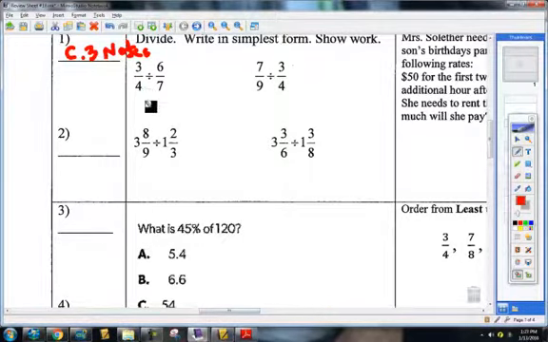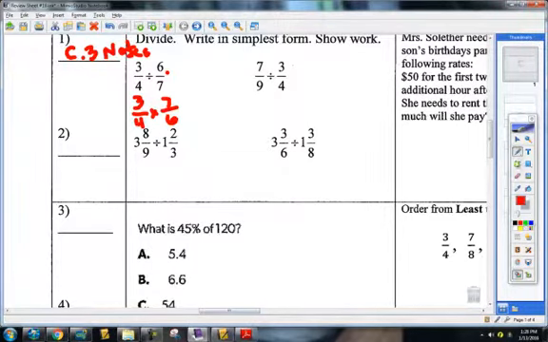Okay, so the dividend is going to stay the same. Division is going to become multiplication. And then the reciprocal of 6/7 would be 7/6. So really the problem you're doing here is 3/4 times 7/6.